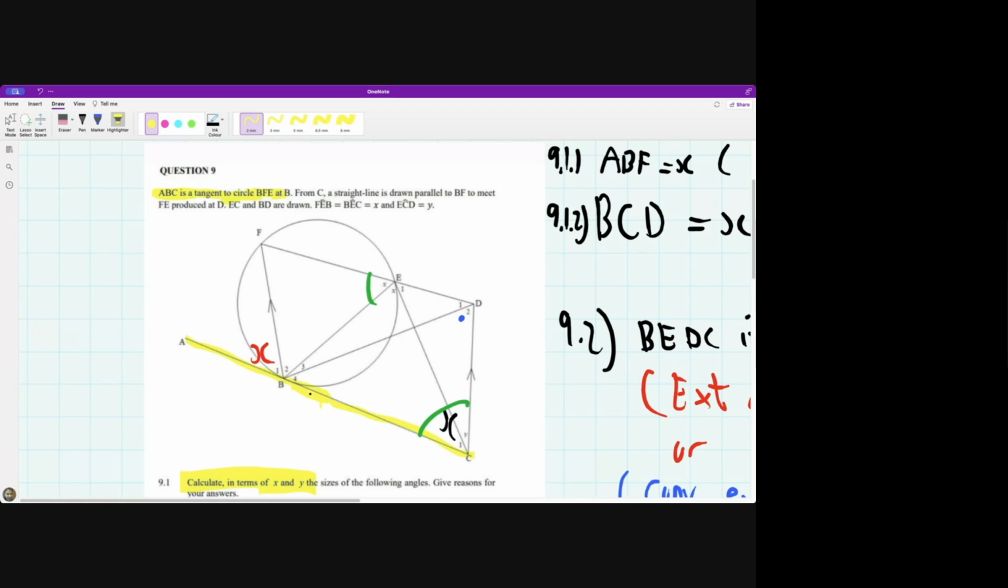It also says that there's a straight line, and I see these parallel lines over here. These arrows are indicating that there are parallel lines. Now, those parallel lines mean the relationships that are involved are going to be corresponding, alternate and co-interior.